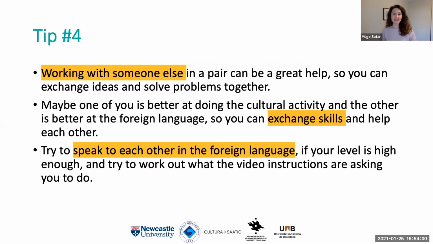Working with someone else in a pair can be a great help, so you can exchange ideas and solve problems together. Maybe one of you is better at doing the cultural activity and the other is better at the foreign language, so exchange skills and help each other. Try to speak to each other in the foreign language if your level is high enough, and try to work out what the video instructions are asking you to do.